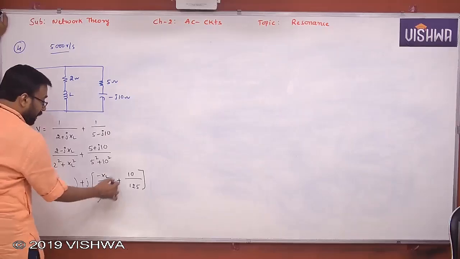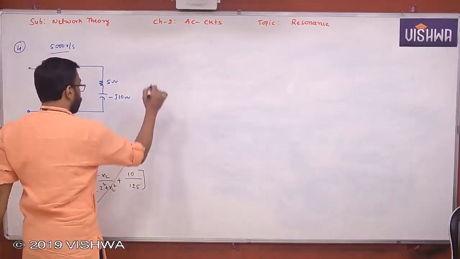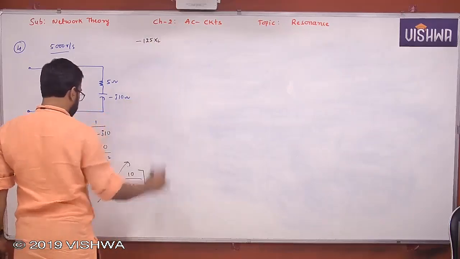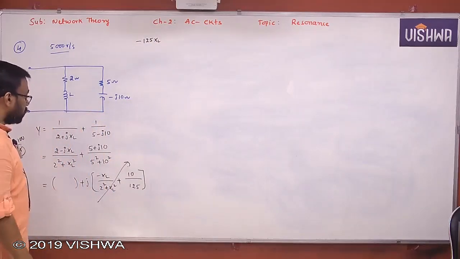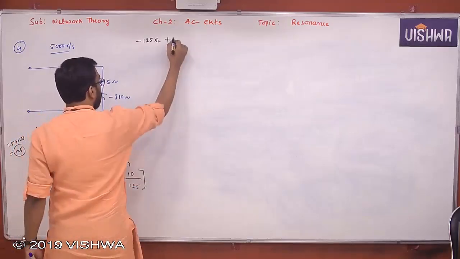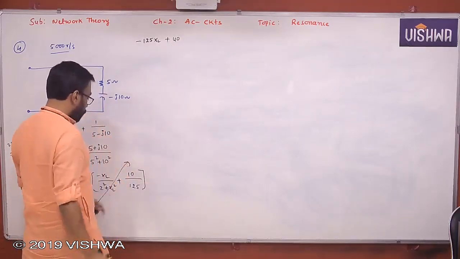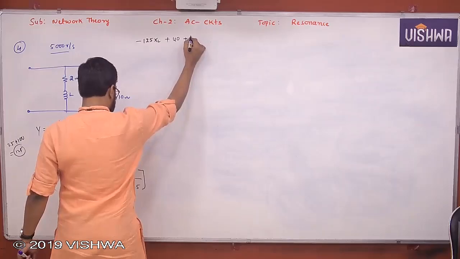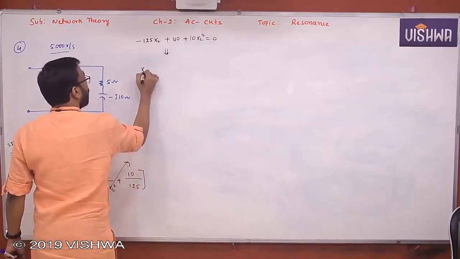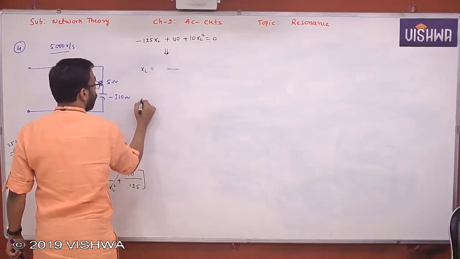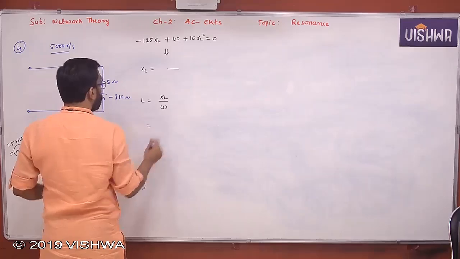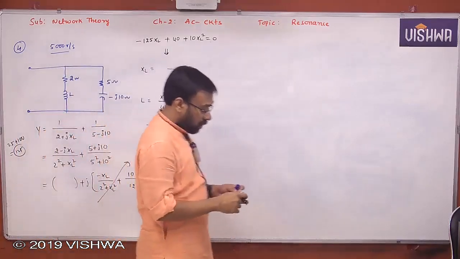So when you make it 0, you will get minus 125 XL. Yes, sir, no? Minus 125 XL plus this is 4, that is 40, 40 plus 10 XL square is equal to 0. From this you will get the XL value. From this you will get L is equal to XL by omega. Okay, then you will get the values. So please do that calculation.